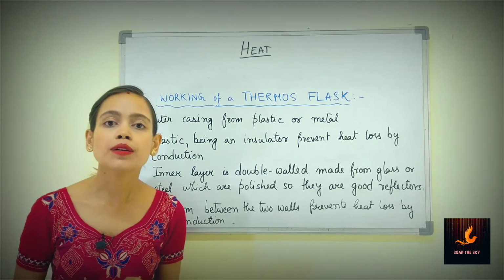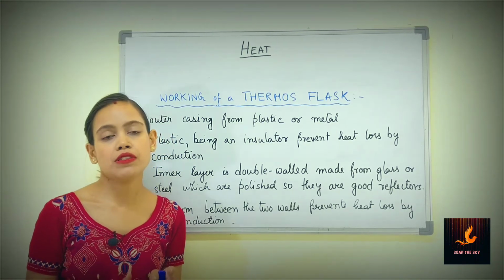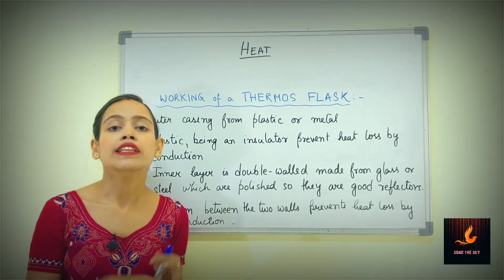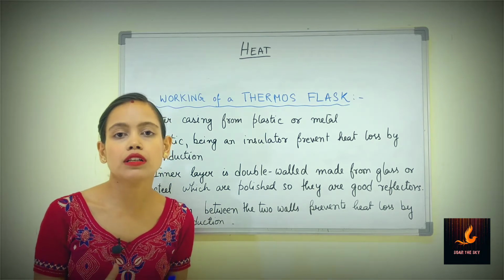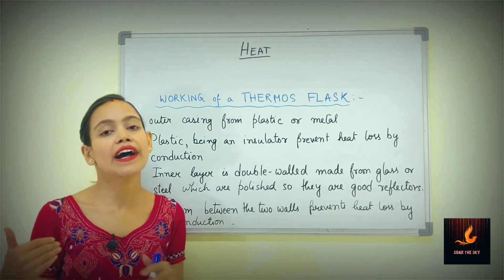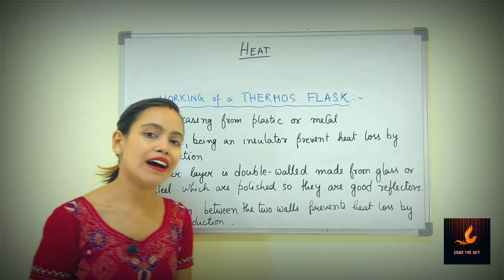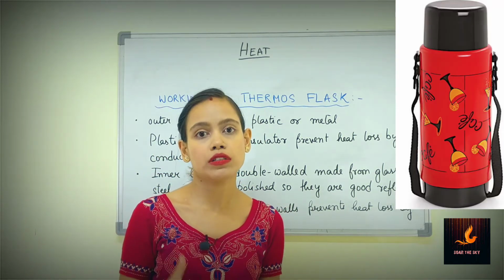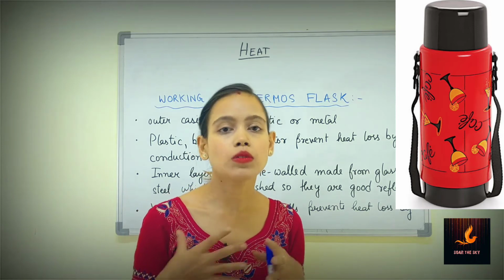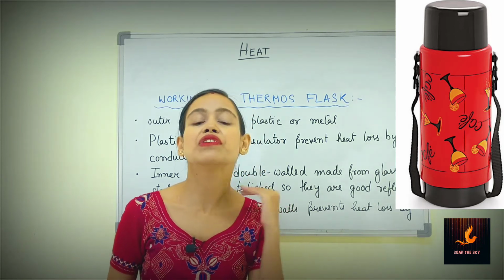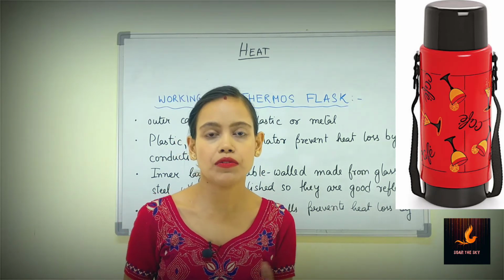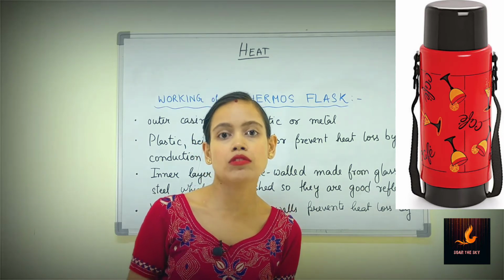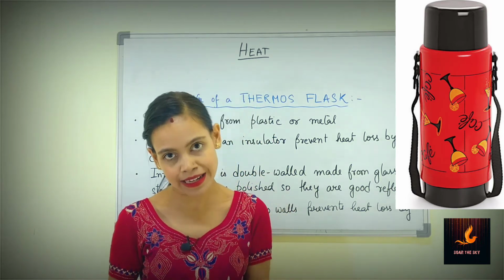Now we will learn about the working of a thermos flask that prevents the heat loss both by conduction and radiation. What is a flask? A flask is that device which helps to keep the hotter objects hot or the colder objects cold. That is, it prevents the loss or the gain of heat. It retains the temperature of the liquid that is put inside it.